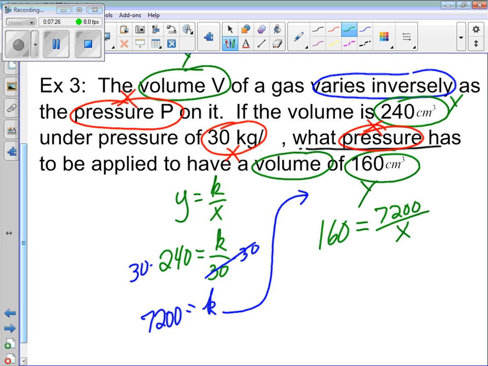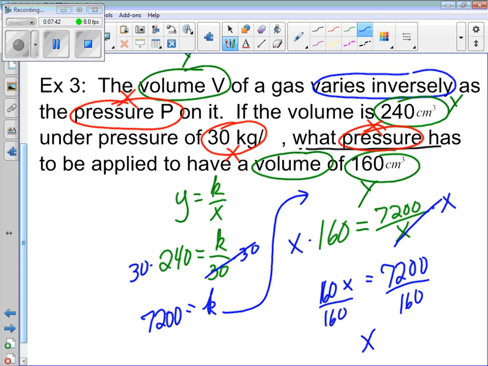Well, you can't solve for an X in the denominator, so the only thing we can do is multiply by it. 160 times X divided by 160. Your X equals 45. And that would be the pressure that you'd have to have on a gas to have the volume be at 160 centimeters cubed.